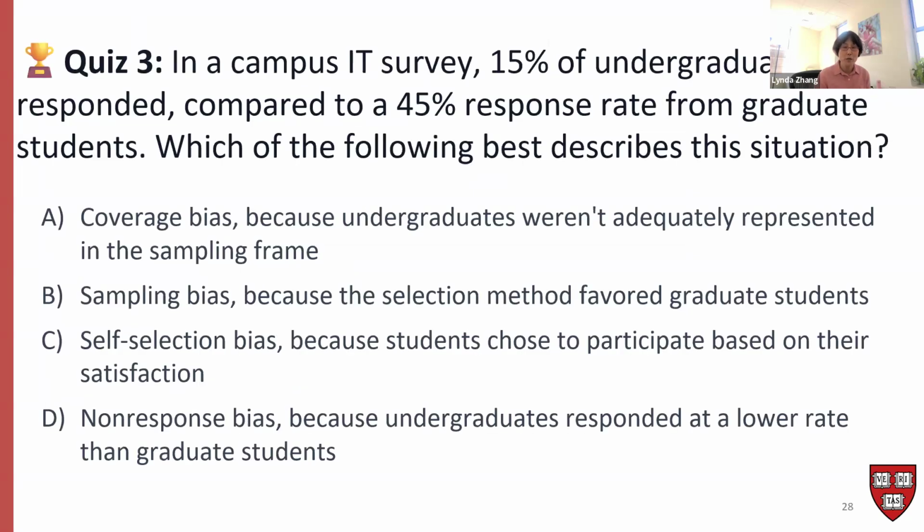Any questions about non-response and self-selection bias? I don't see any. So then let's have a third quiz. In a campus IT survey, 15% of undergraduates responded compared to a 45% response rate from graduate students. Which of the following best describes this situation? Just one answer.